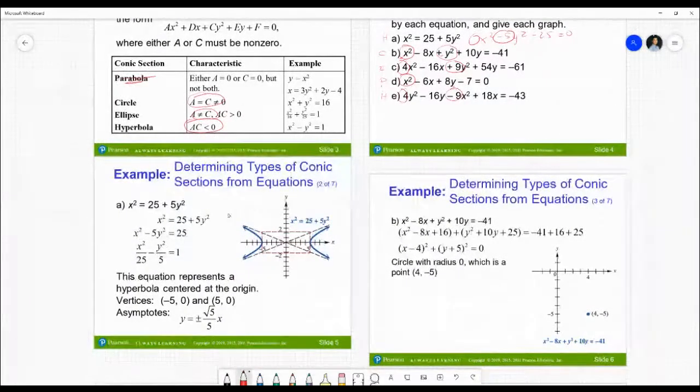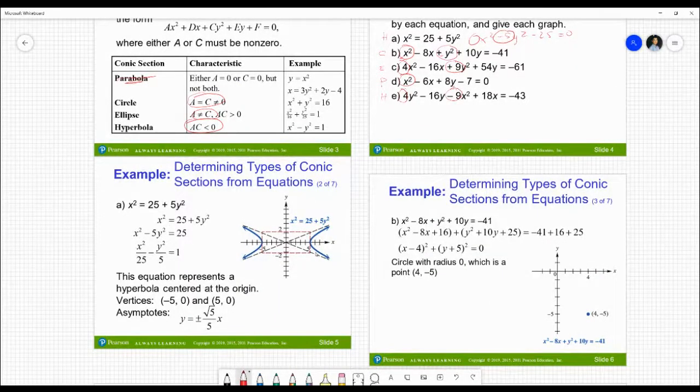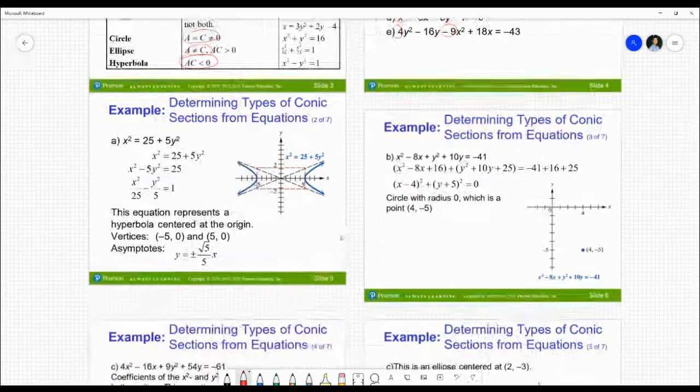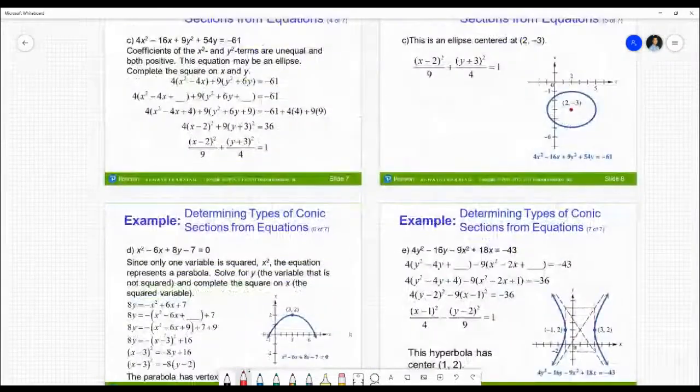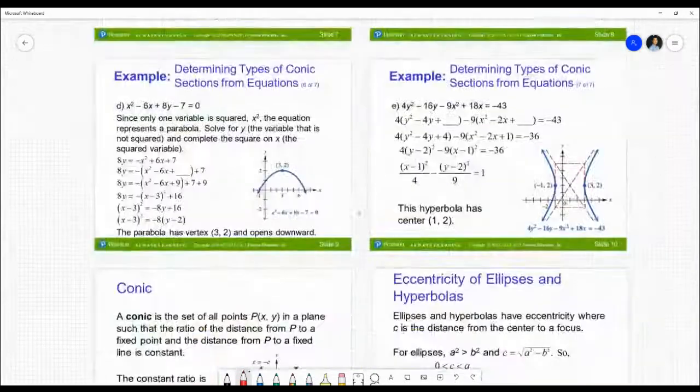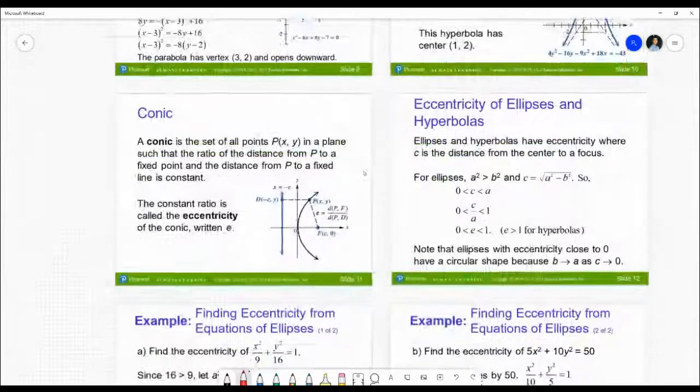Okay, see here, our first one is a hyperbola. And of course, you can determine what the values of a and b are. Then you can draw your rectangle. And we did all this last time. So all these shapes here we've practiced already. What I want to focus on is finding out what the eccentricity of the conic sections is.